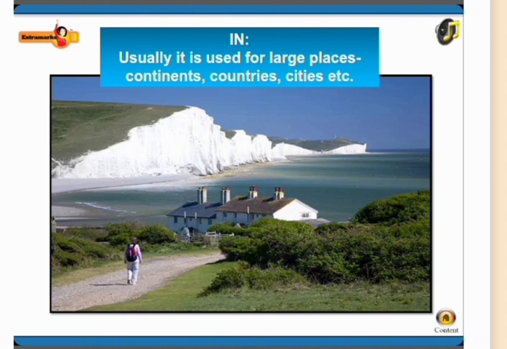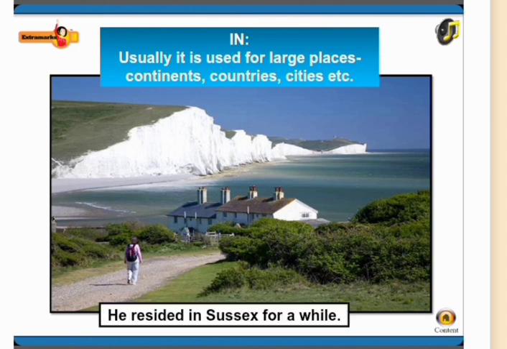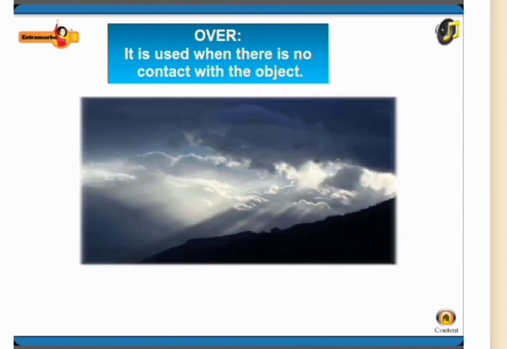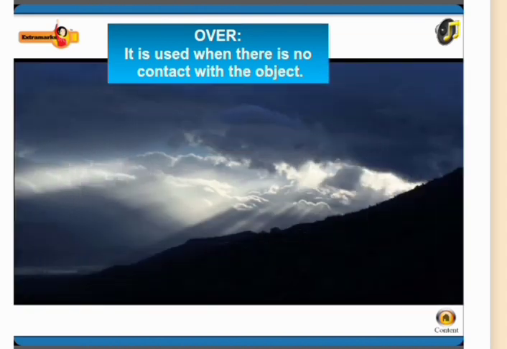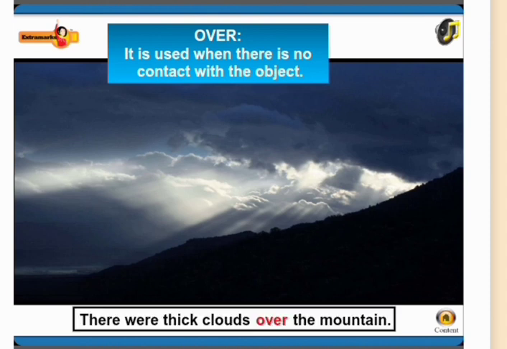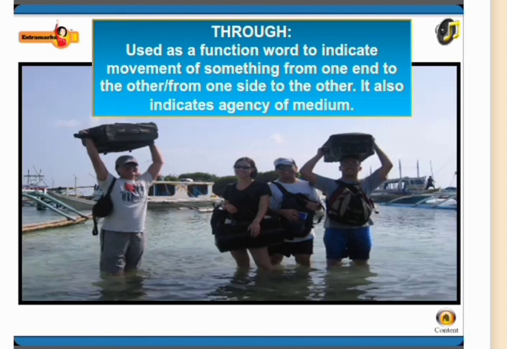In. Usually it is used for large places, continents, countries, cities, etc. For example, he resided in Sussex for a while. Over. It is used when there is no contact with the object. For example, there were thick clouds over the mountain. Through. Used as a function word to indicate movement of something from one end to the other, from one side to the other. It also indicates agency of medium.